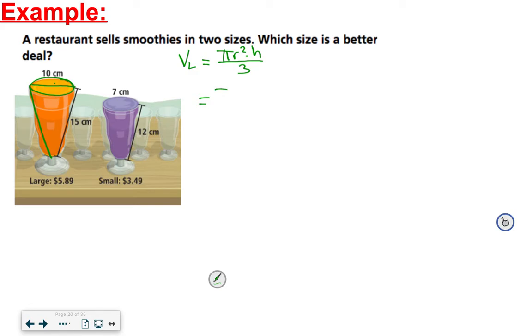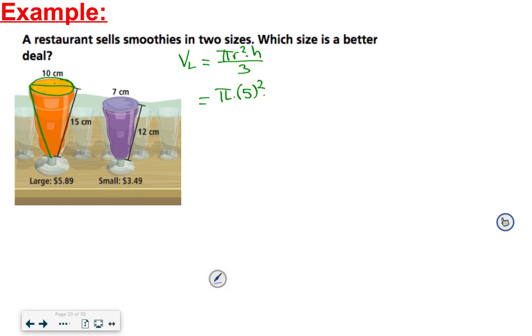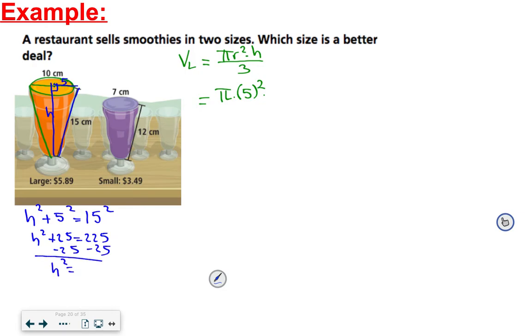If you substitute, pi times r is 5 squared times height. What is the height, ladies and gentlemen? To be able to find the height, we need to use the Pythagorean theorem. This is 5, this is 15, and this is the height. If you use the Pythagorean theorem, h squared plus 5 squared will be equal to 15 squared. From here, h squared plus 25 will be equal to 225. If we subtract 25 from both sides, h squared is equal to 200.